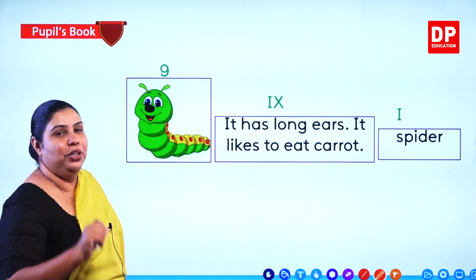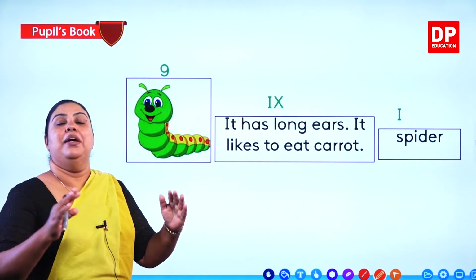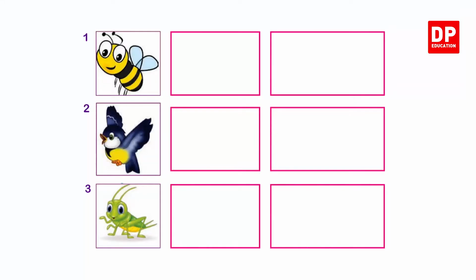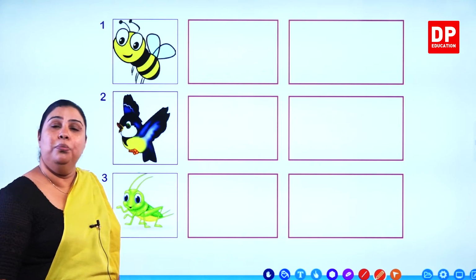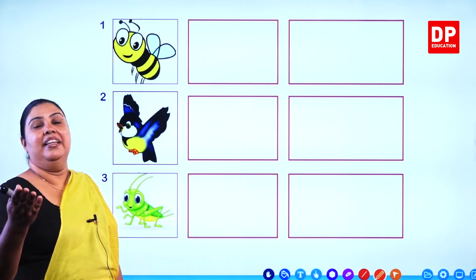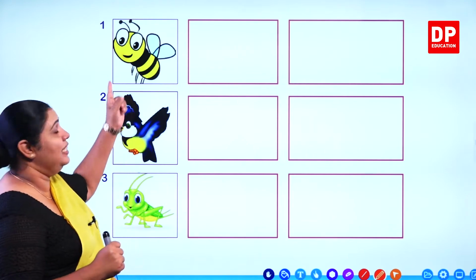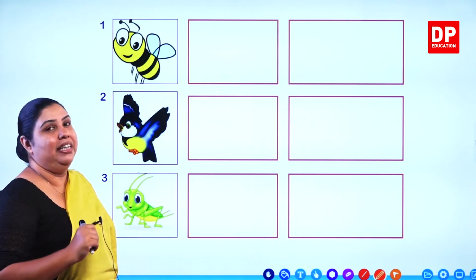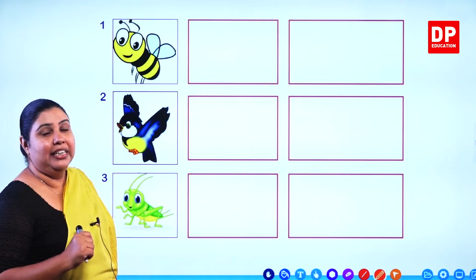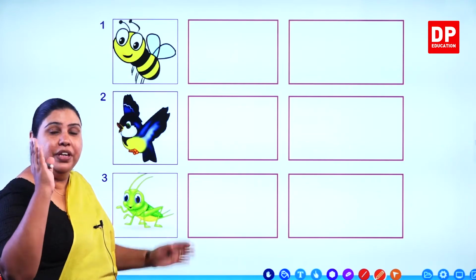Now what are we going to do? We are going to put them all in the correct order. Right. Let's do it like this. Now number 1. In our number 1 picture, whom did we have? We had the bee. Who is this? It is the bee. Then we write bee. What is the name of this little insect? It is the bee. Now we have to match them.